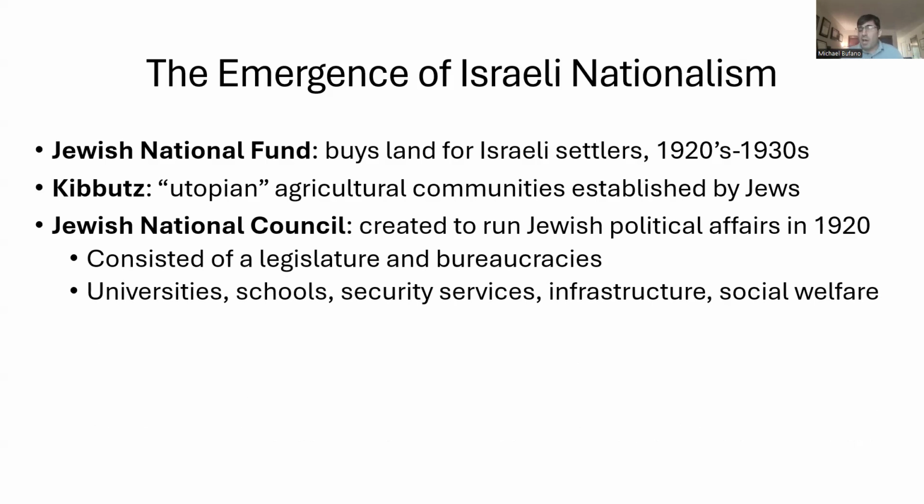And on top of this as well, these communities, with the Jewish National Fund and collecting taxes, begin to establish universities and schools, security services. So they begin to build the basis of what's going to become the Israeli military, and infrastructure, new roads and bridges, as well as social welfare programs. So they create a government here, essentially.